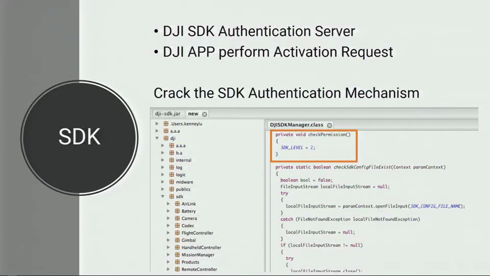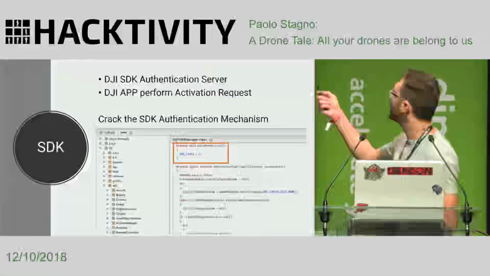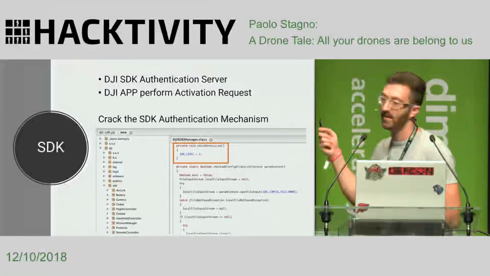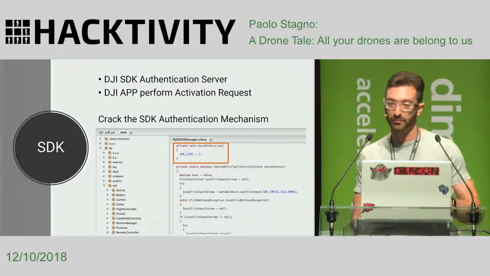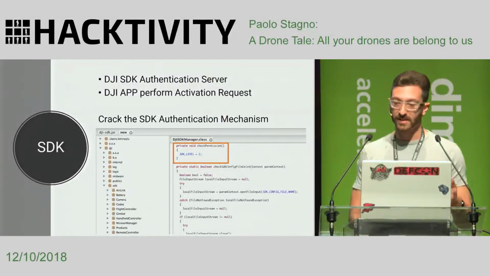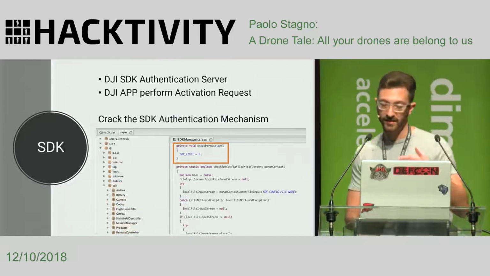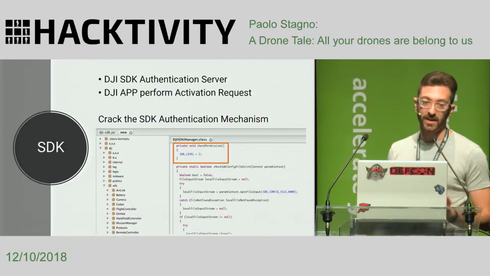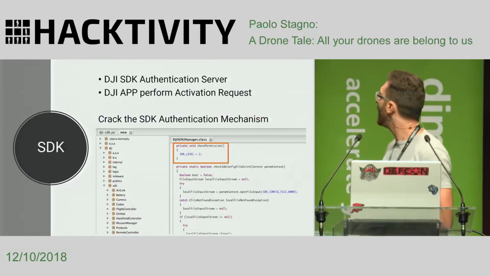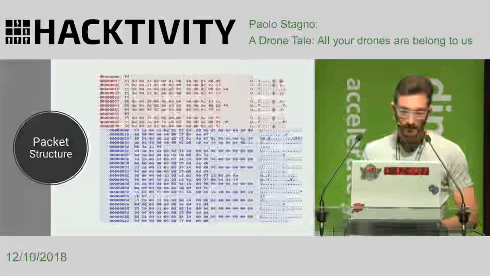And fortunately, in a version that is not the latest, one of the previous ones, it was enough to patch the Java bytecode, basically setting the SDK level variable to 2. That means that we perform the API token request and the server accepts our request, and the SDK is now unlocked. So without having a real SDK account, I was able to use it.